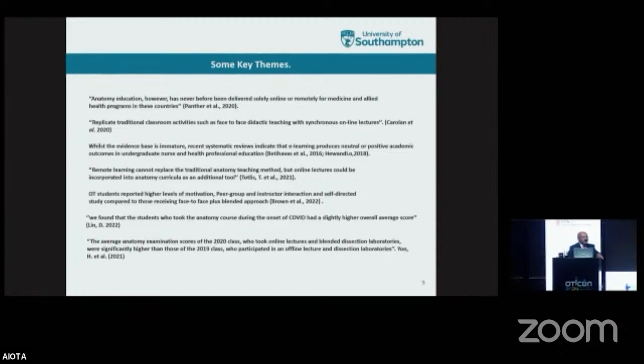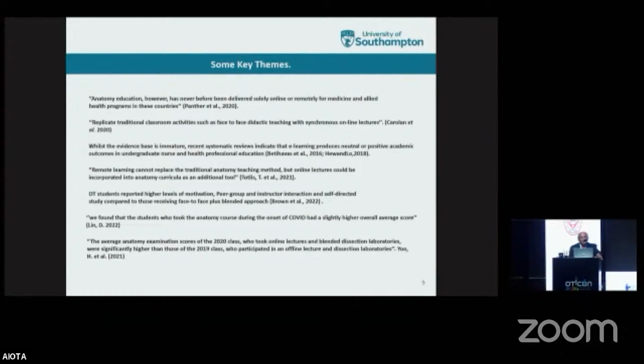This is a very, very important point. That's a very important theme. We found that the students who took the anatomy course during the onset of COVID had a slightly higher overall average score. This is an interesting point.